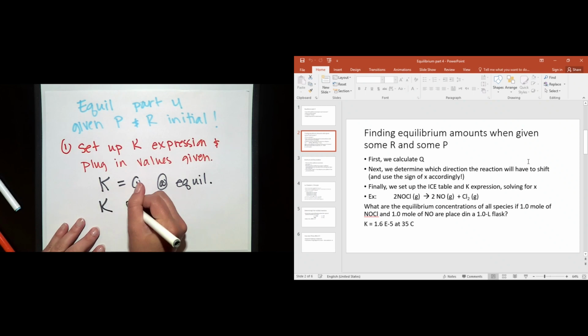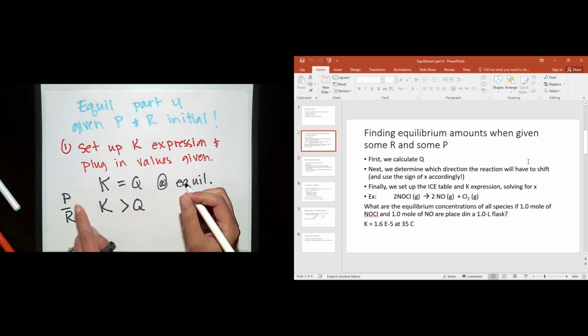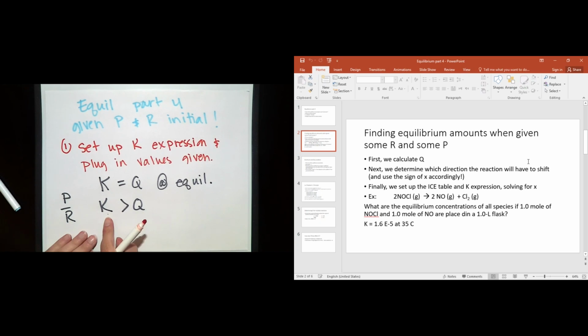What if K is greater than Q? Remember, this is products over reactants. So if Q is too small, that means it needs to make more product to reestablish that balance. So my student taught me if you write this in alphabetical order, the greater than sign can become an arrow, and it's called shift right. That means we add to the product side and minus from the reactant side on your change line.